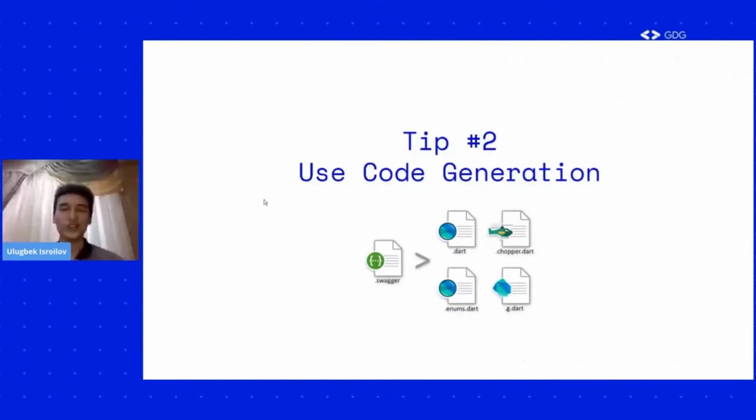So the next tip I'm going to give is use code generation. Dart has an awesome support for code generation, and you should definitely use it. So the best place to start with is JSON serialization. Any modern app today works with internet. It communicates with the internet through some API, and usually JSON files are used to communicate.